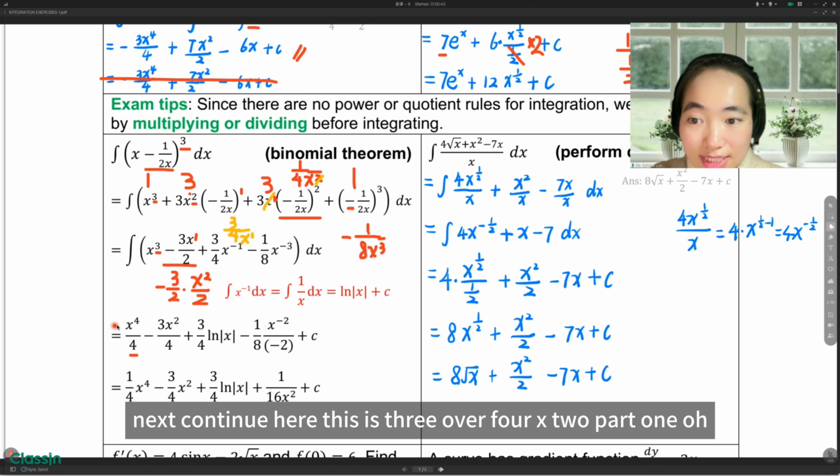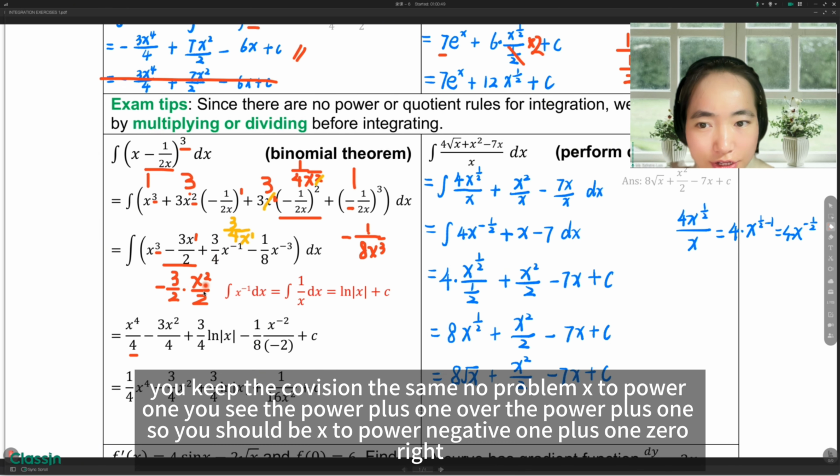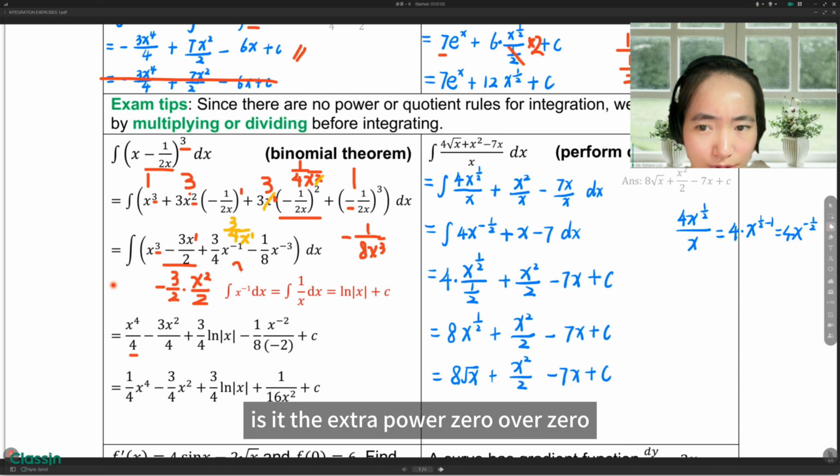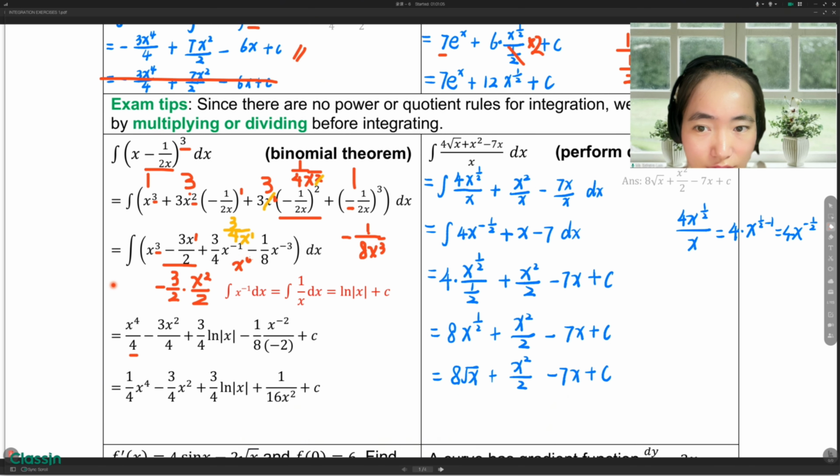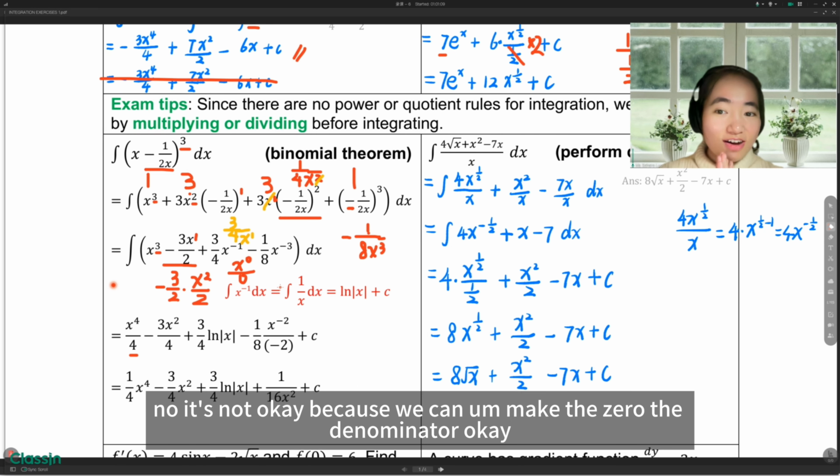Okay? This is negative, don't forget. Next, continue. Here, this is 3 over 4 x to the power negative 1. First, you keep the coefficient the same, no problem. For x to the power negative 1, you see, the power plus 1 over the power plus 1. So it should be x to the power negative 1 plus 1, which is 0, right? Is it x to the power 0 over 0? No, it's not, okay? Because we cannot make 0 the denominator.